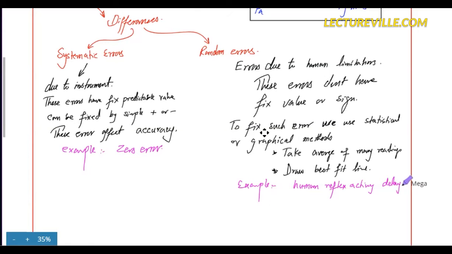Okay, as systematic errors were affecting accuracy, what do you think random errors do? Random errors affect precision. Now, I have used two words. I need to explain them. One is accuracy and other is precision. What is accuracy and what is precision?